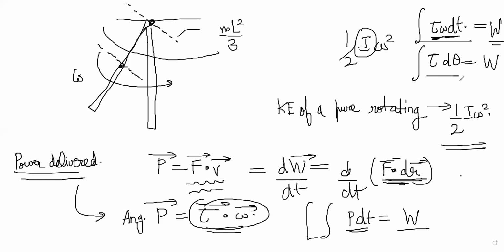So omega into dt will be d theta, right? Because omega is d theta by dt. So now this looks like the exact same work equation in forces, right? F dr. So this is the equivalent of that F dr.